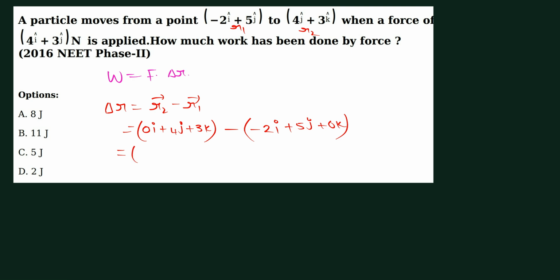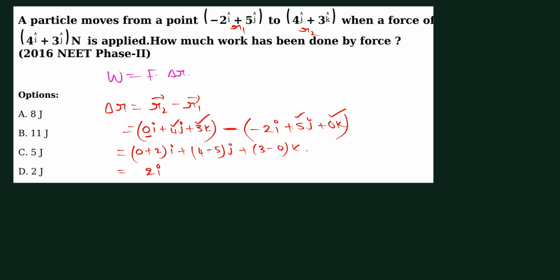Now you see there is an i term, so you just differentiate i to i. So your 0 is there. Minus into minus will become plus, so 0 plus 2i. Next, here we have 4 and here we have 5, so 4 minus 5j, plus here we have the 3 and here we have 0, so in between minus is there. So this we can write 3 minus 0k.